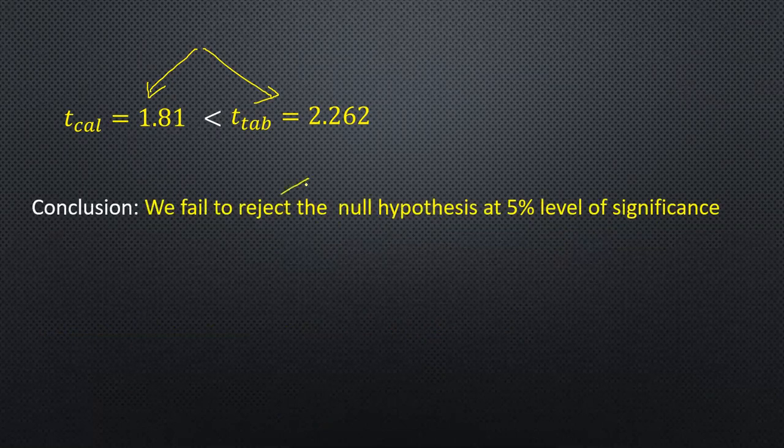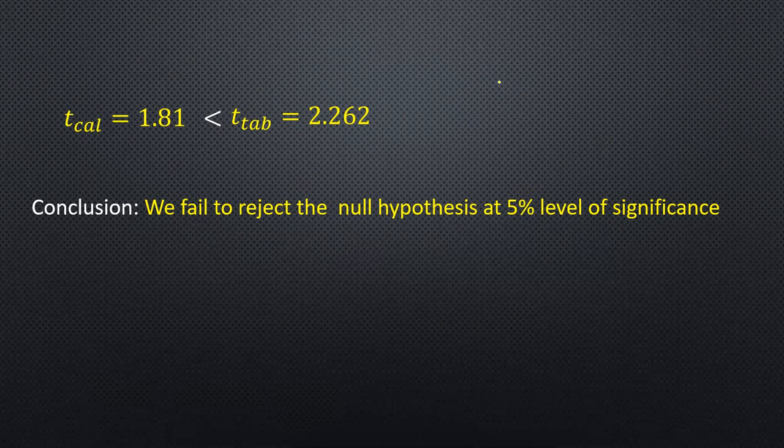Now we should not write that we accept it; we should say we fail to reject the null hypothesis at 5% level of significance. Where is this 5% coming from? Because we are taking alpha as 0.05. If nothing is given, you have to take alpha as 0.05. Sometimes alpha will be given as 0.01 also. If it is given, you have to take it as 1% level of significance. So we say we fail to reject the null hypothesis at 5% level of significance.